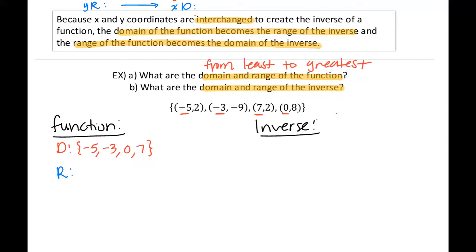And then the range are the y values. So I can see the 2, -9, 2, and 8. I'm going to put the y's in order from least to greatest. So what's the smallest y value? -9, and then 2. Notice 2 is repeated twice, so I'm only going to write it one time. And then the last one is 8.